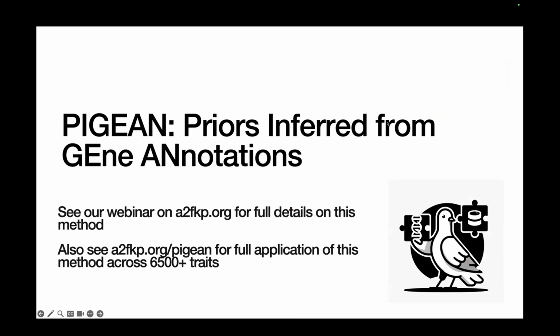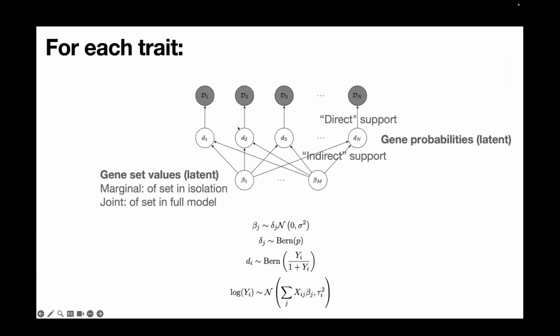To make this much more statistically rigorous and principled, we have a statistical method called PIGEAN that I'm not going to talk about, but you can see a webinar of it at our Association to Function portal. There's also a web portal where you can access results that have nothing to do with CFDE, but are just applying this method to a bunch of different traits. I'm showing this figure not because I want you to understand how it works, but just how complicated it is to design a model that does something as simple as link a gene set to a human trait.